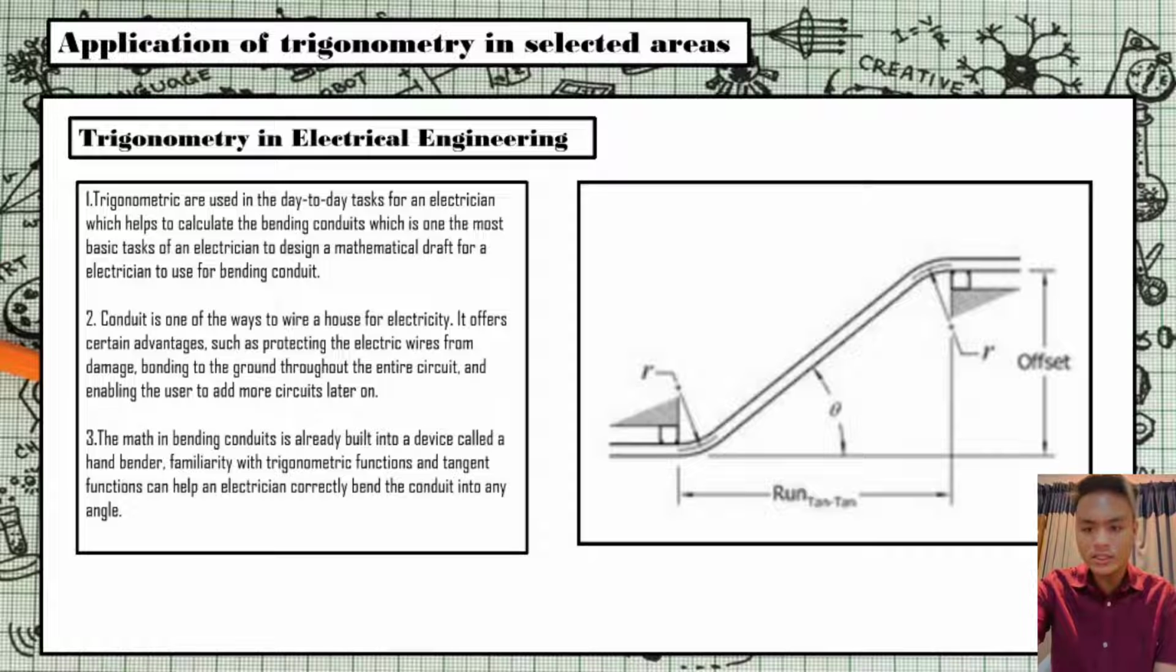It offers certain advantages, such as protecting the electric wires from damage, bonding to the ground throughout the entire circuit, and enabling the user to add more circuits later on. Although the math for bending conduit is already built into a device called a hand bender, familiarity with trigonometric functions and the tangent function can help an electrician correctly bend the conduit into any angle.